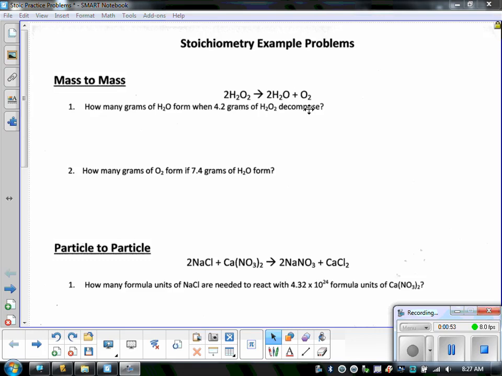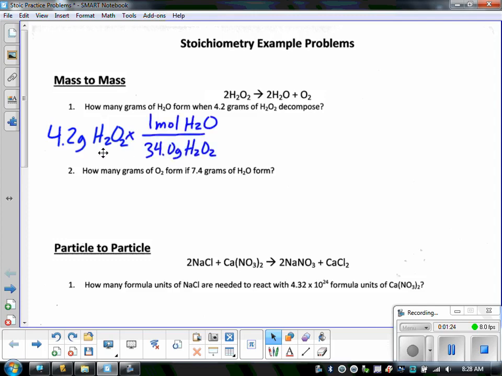Really, what we're going to do is put together all the steps that we've been doing in Unit 1 and Unit 2 up to now. So the first question: how many grams of water form when 4.2 grams of H2O2 decompose? We know that we have 4.2 grams of H2O2, and we can convert that into moles like we did in Unit 1. Looking at the examples from Unit 1, if we have grams of H2O2, we want grams of H2O2 on the bottom. So 34.0 is the molar mass. Make sure you go to 1 decimal place.